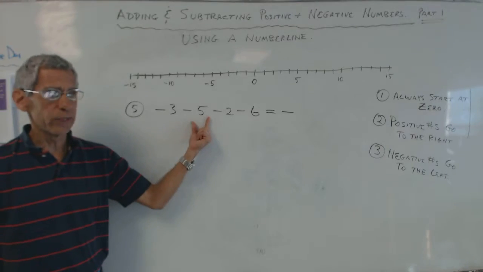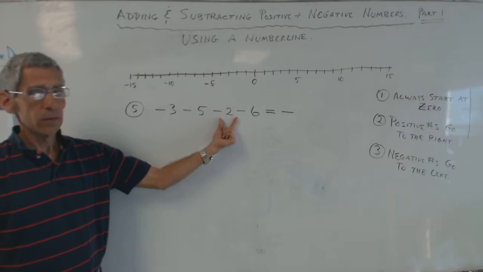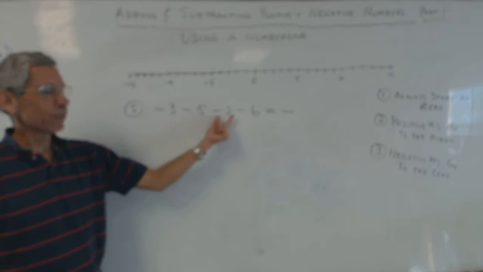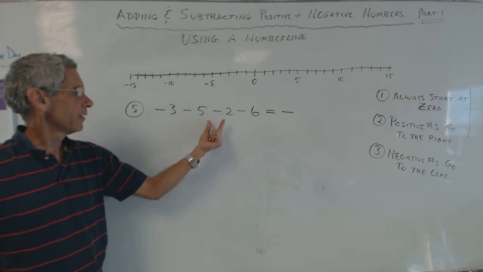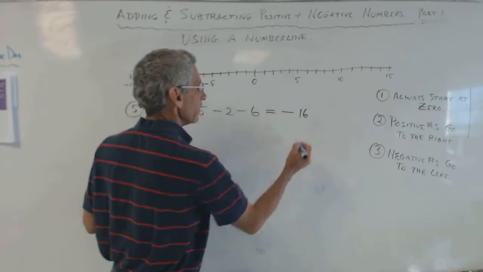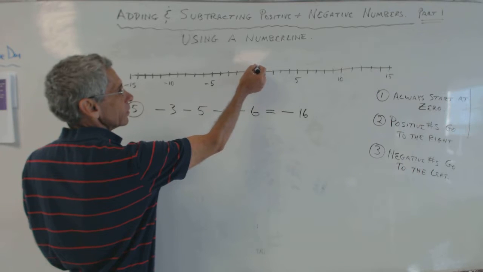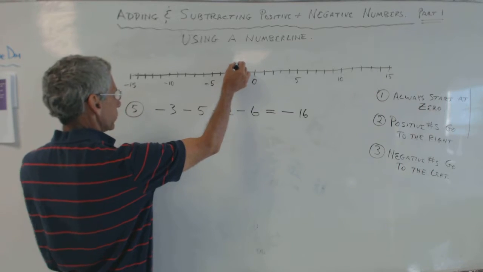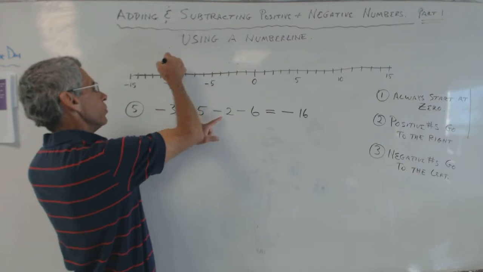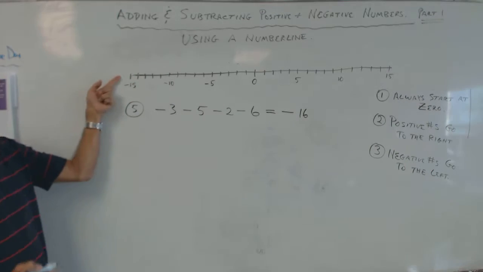3 plus 5 is... No, I'm sorry. 3 plus 5 is what again? 8. 8 plus 2 is 10. 10 plus 6 is? 16. So my answer is -16. Now, if I use the number line, I would have just gone to -3, and then over 5, and then over 2, and over 6, and I would have gotten -16, right?